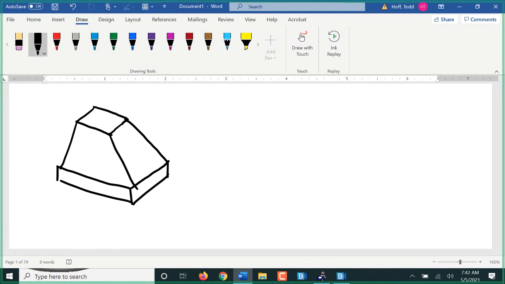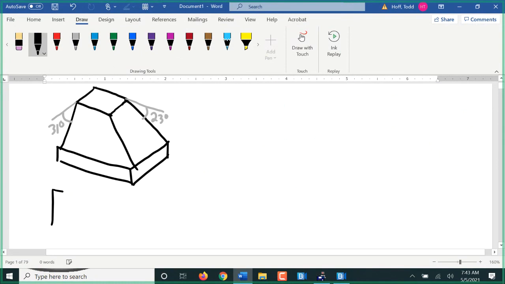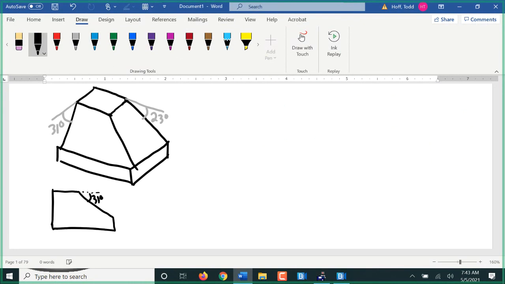We're going to look at one of these intersection of angular surface problems. What I'm going to do is this. I'm going to give you that this angle over here, 31 degrees, this angle over here, 23 degrees. What that means is, I'm looking at this from the front, that's 31 degrees. This one's 31 degrees.